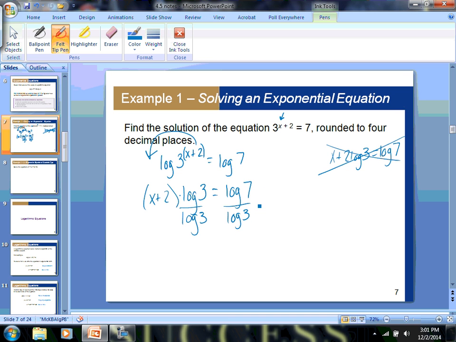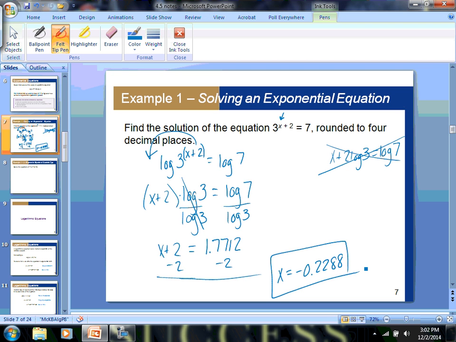And now this part on the right-hand side is going to be just like the change of base formula for logarithms. So we'll have x plus 2 equals, and this you just do in your calculator, log of 7 divided by log of 3, and you should get about 1.7712. And then all you have to do to finish solving for the x is subtract 2. So that'll get you x equals, and we get a negative value, but that's okay, negative 0.2288.